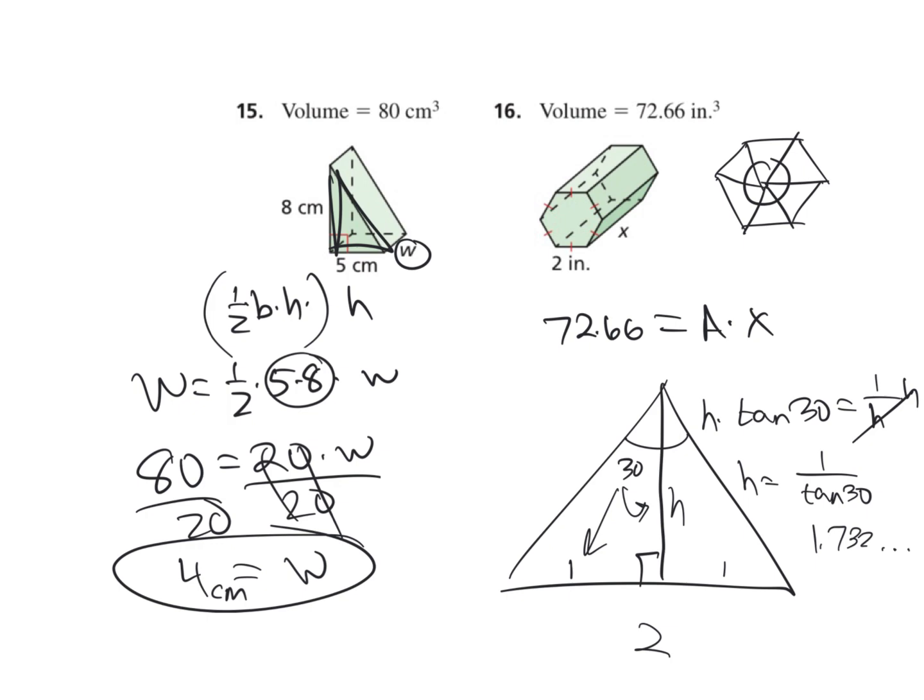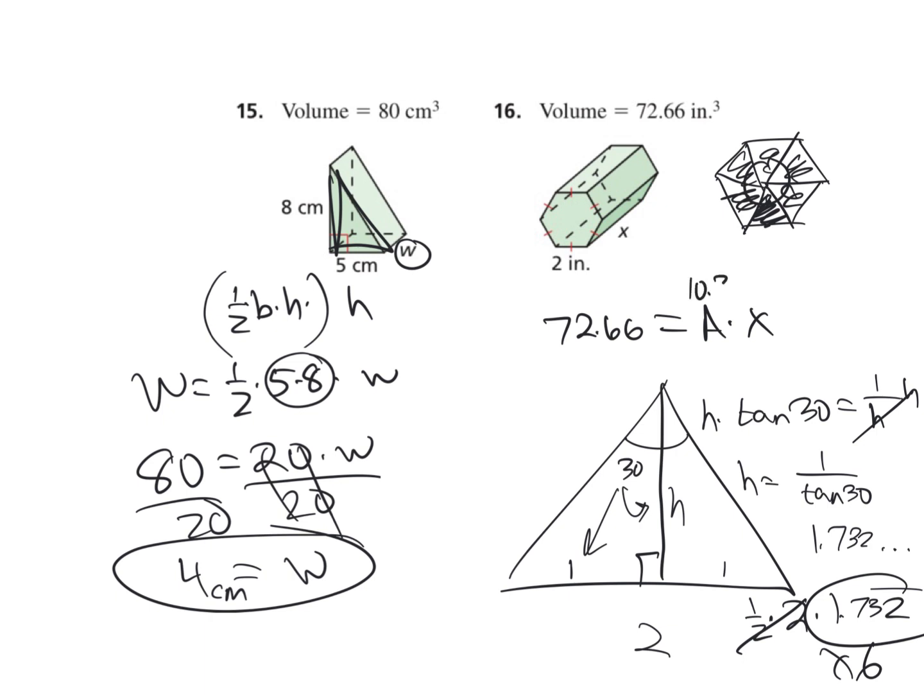So what is the area of this triangle? 1/2 the base is 2, times the height, 1.732. So half of 2 is 1, 1 times anything. That's going to be the area of one of these triangles. How many triangles do you have? Well, 1, 2, 3, 4, 5, 6. Multiply that by 6, and you get 10.39.